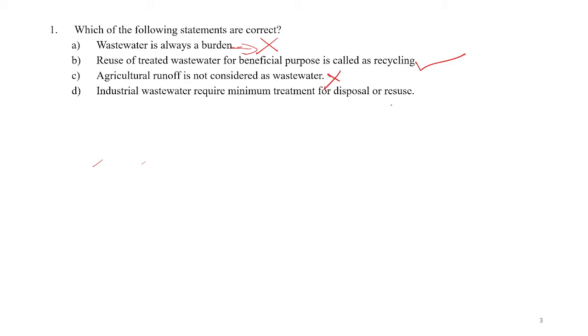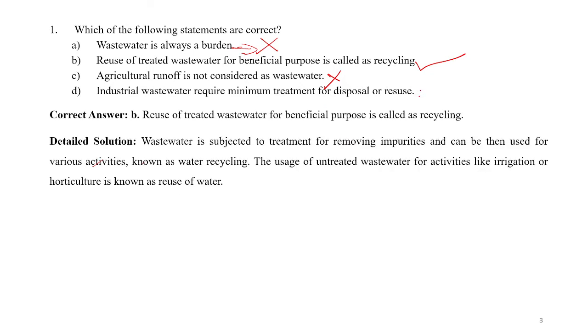The fourth statement is, industrial wastewater requires minimum treatment for disposal or reuse, which is also a wrong statement because industrial wastewater is considered as one of the most polluted wastewater as it contains pollutants in its crude form. That means the concentration of pollutants in industrial wastewater often could be very high when it is not treated. That's the reason why industries are following various wastewater treatment technologies or methods in order to acquire license and all. So that is also a wrong statement. So our correct answer is option B.